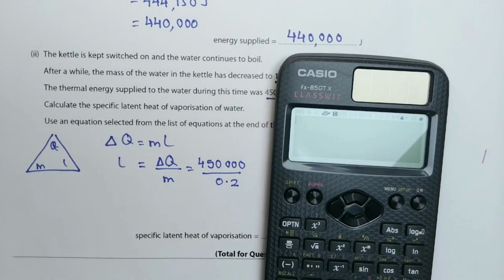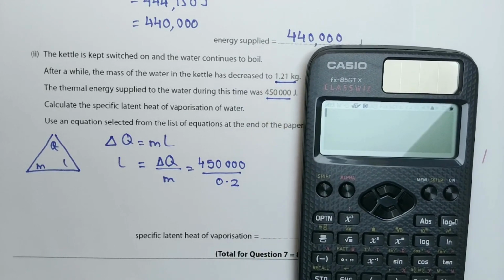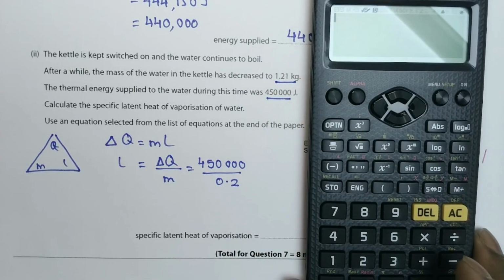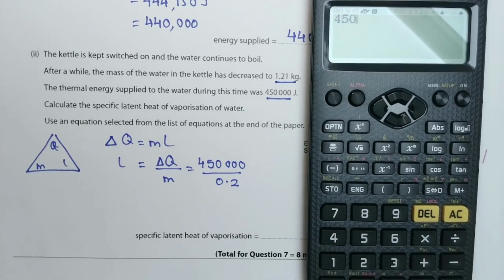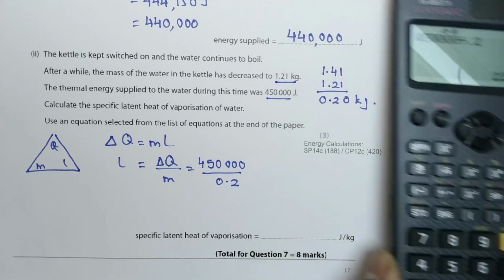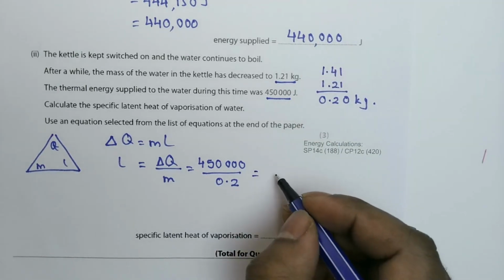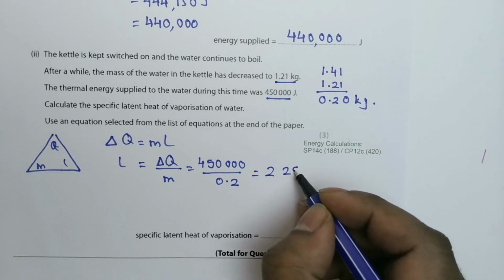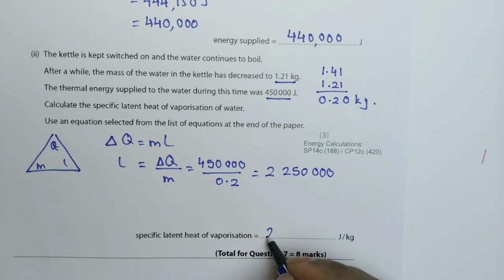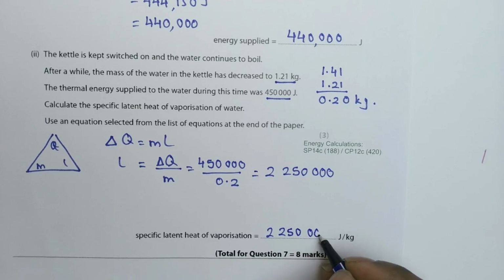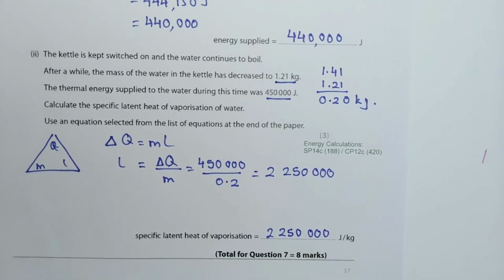So bringing in a calculator just to show you how to do the calculation. 450,000 divided by 0.2 gives you 2,250,000. Here you can leave it as it is. 2,250,000.